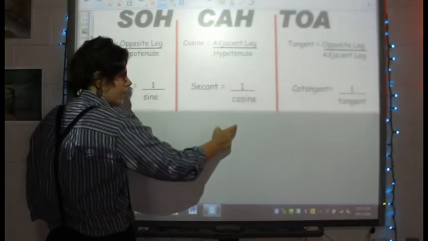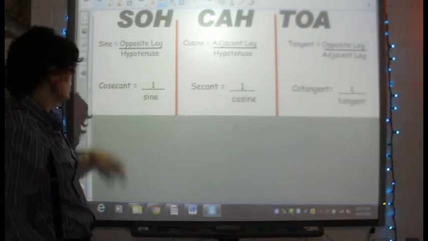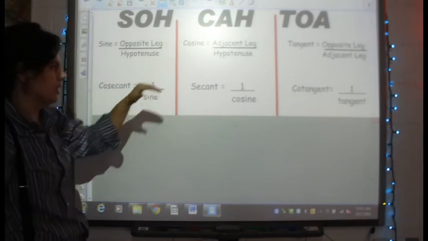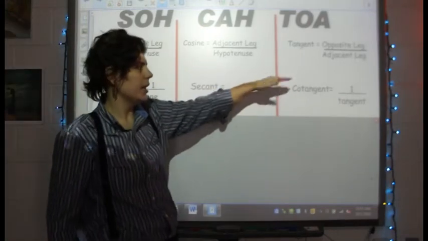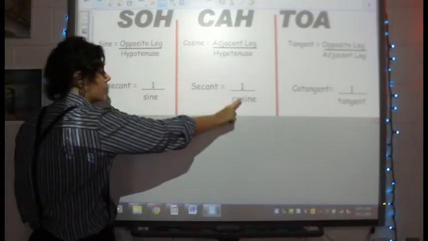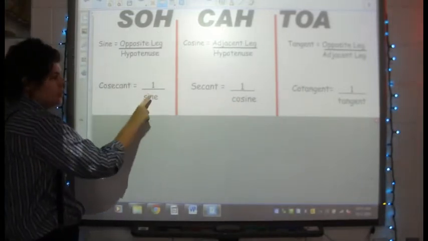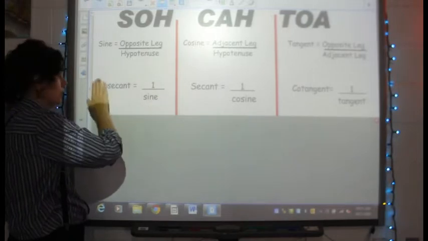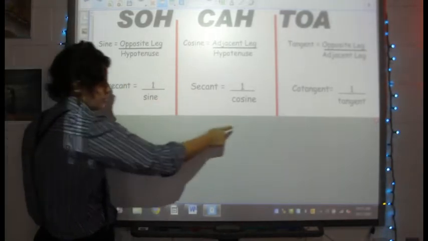Then we also have our reciprocal functions. Cosecant is 1 over sine, secant is 1 over cosine, and cotangent is 1 over tangent. Keep in mind that secant goes with cosine and cosecant goes with sine. The c's don't go together there, so look out.